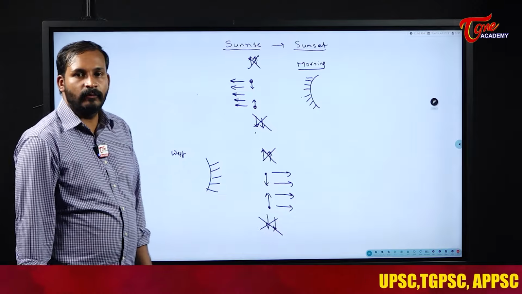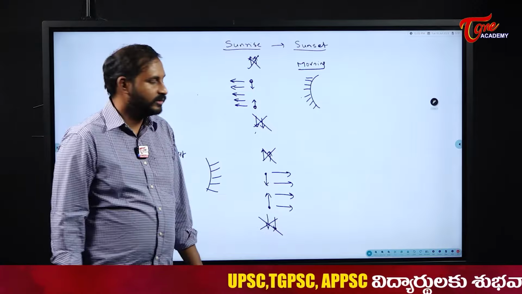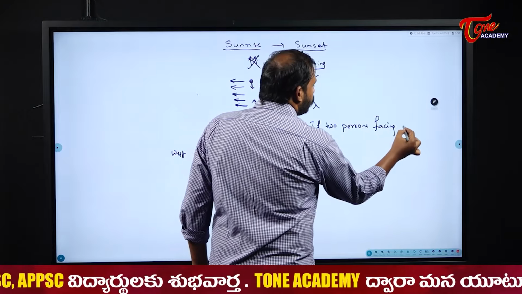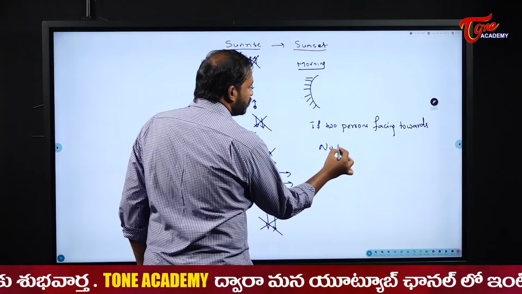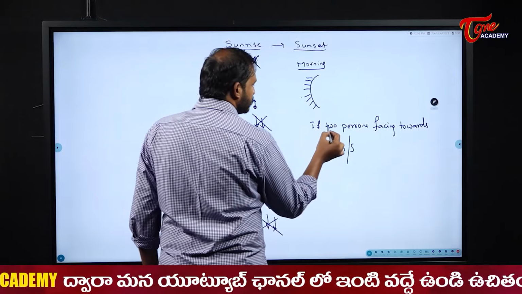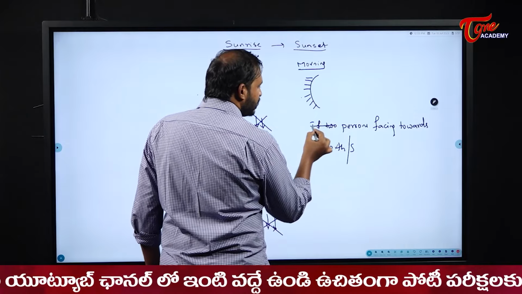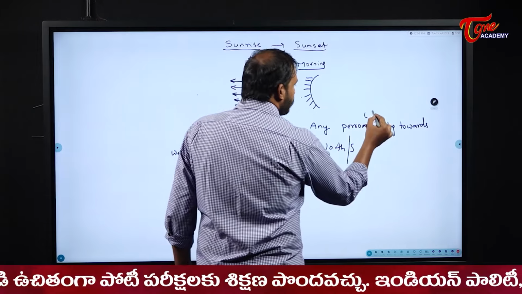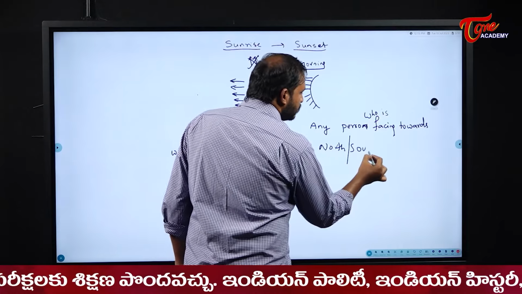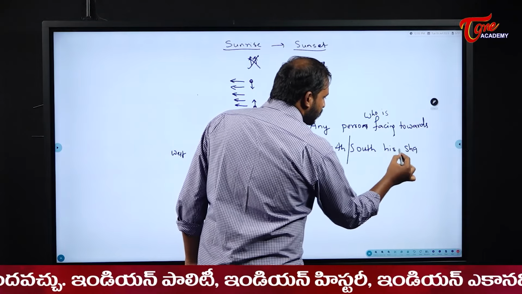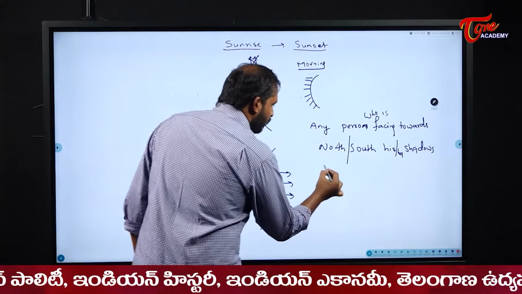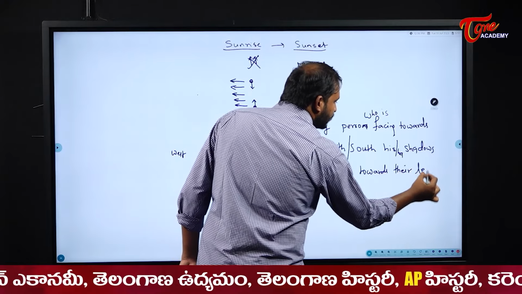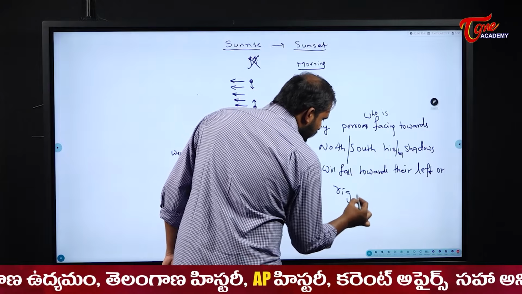That means if two persons are facing towards north or south, not only two persons, any person who is facing towards north or south, his or her shadow will fall towards their left or right. Whether it is morning or evening, it doesn't matter for us.